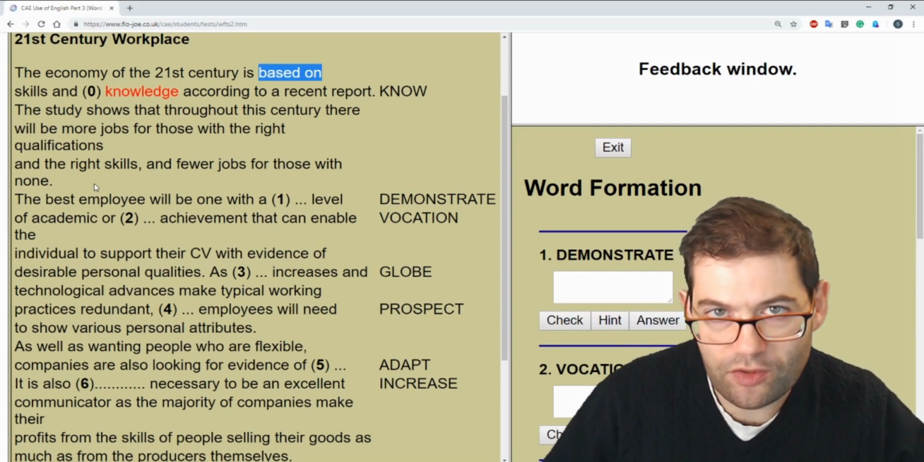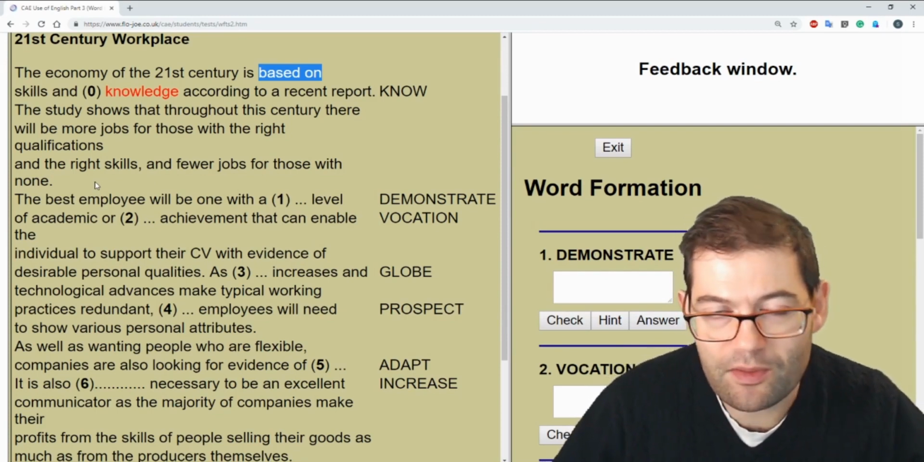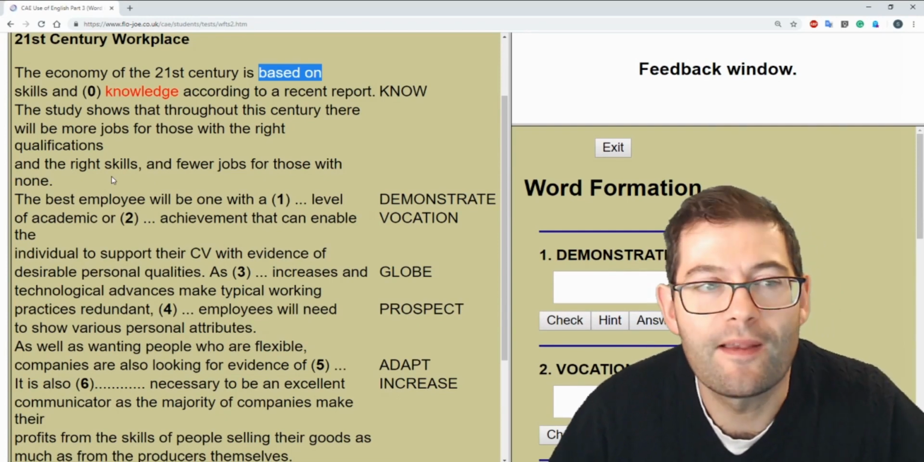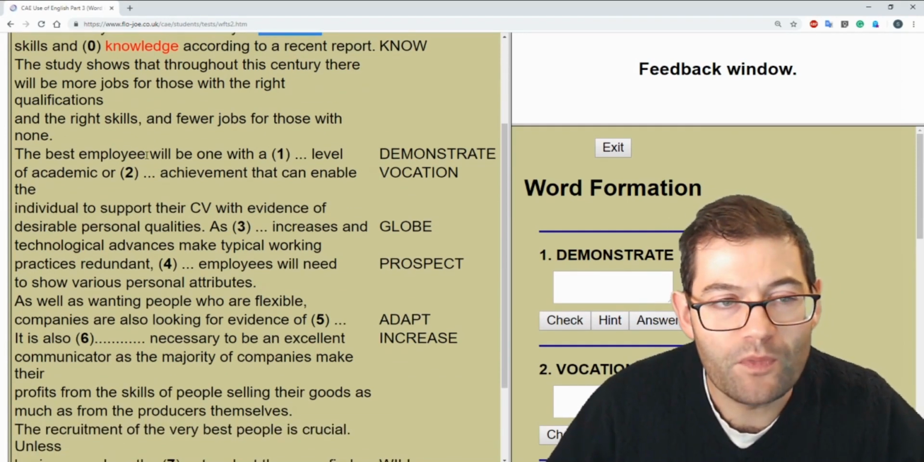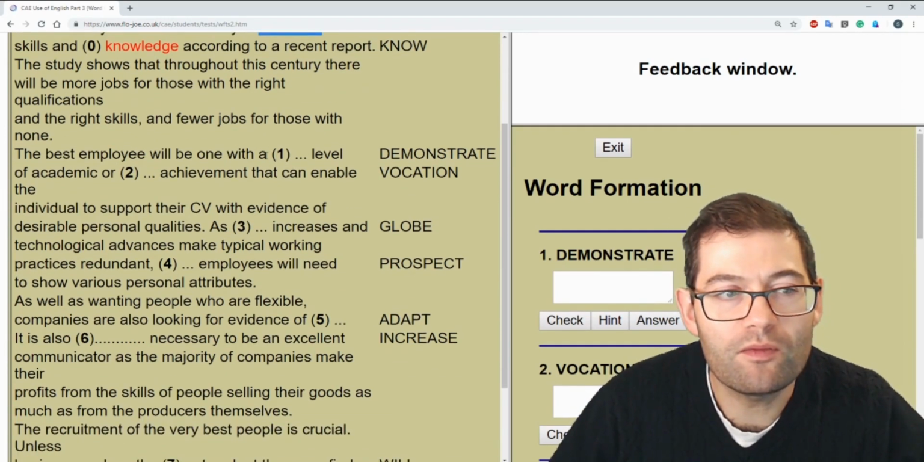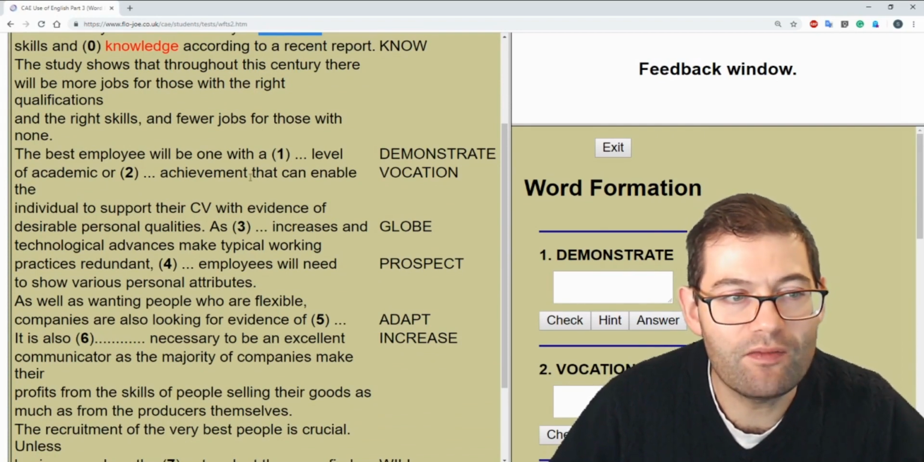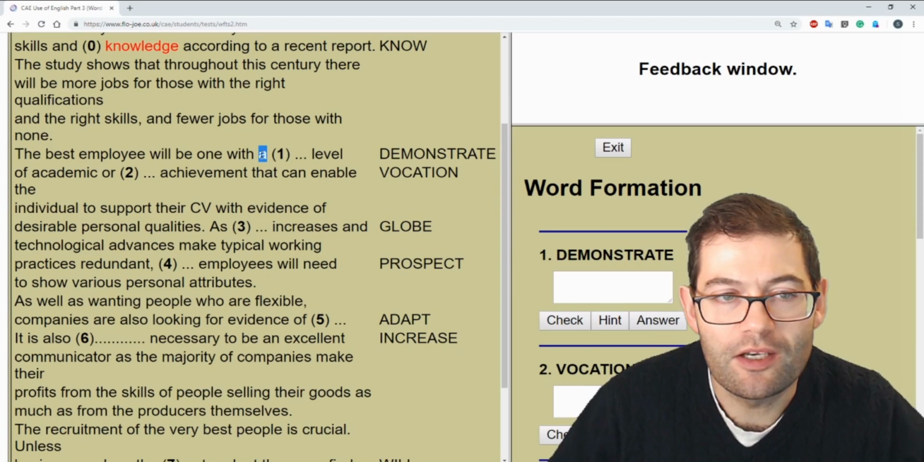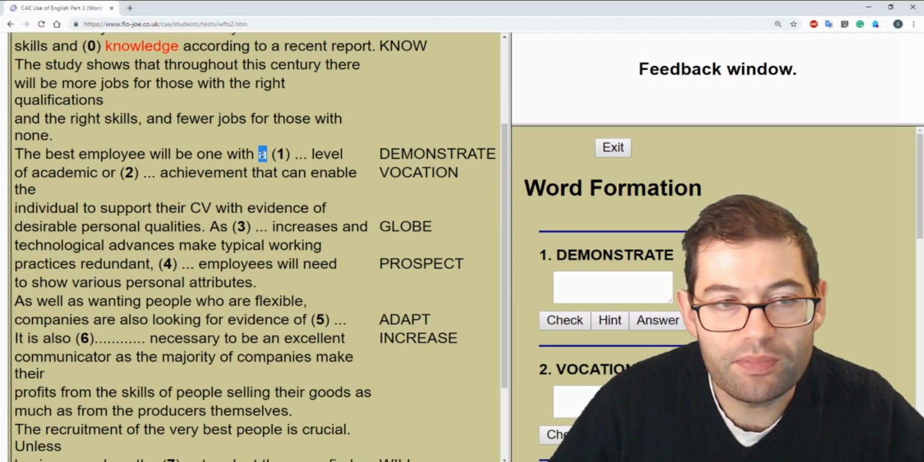So we're setting the context. We're talking about employability. We're talking about businesses. We're talking about the future. So this is the context that we're talking about. The best employee will be one with a something level. Okay, what have we got here? Let's have a look at the language pattern. We've got an article before the gap.